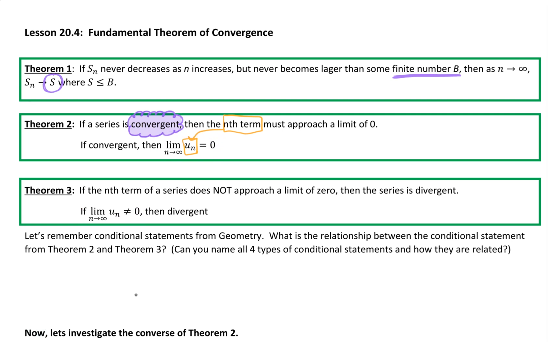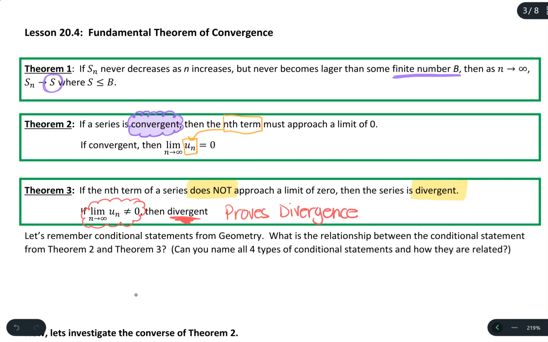All right, so Theorem 3. If the nth term of a series does not approach a limit of 0, then the series is divergent. So in this case, this is a way to tell that a series is divergent, whereas in Theorem 2, we already knew the series was convergent. So Theorem 3 says, if the limit as n approaches infinity does not equal 0, then we can conclude the divergence of the series. Okay? This only proves divergence.